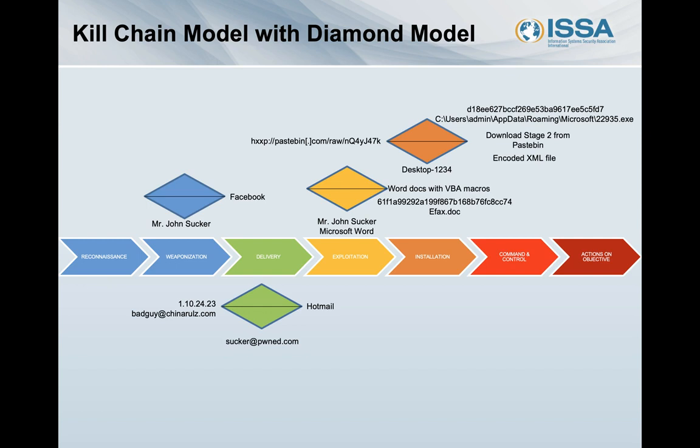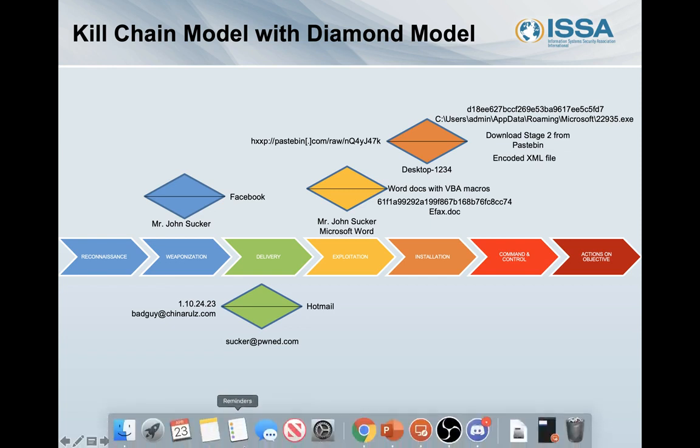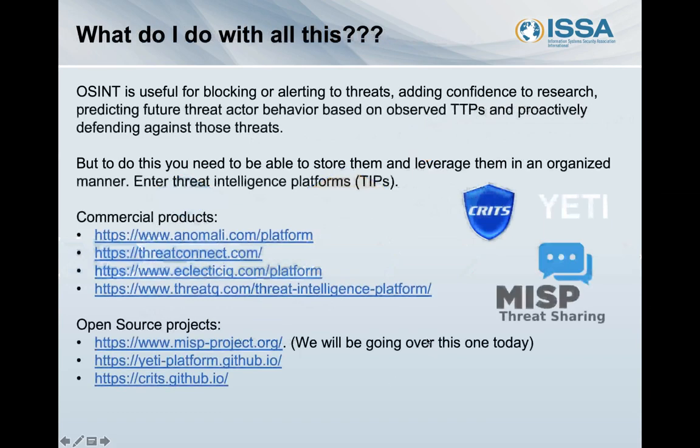So now we have all this information. What are we going to do with it so that it's searchable and you can correlate it to future attacks in the future? We need some place we can store all this data other than a spreadsheet. You don't want a spreadsheet of doom.